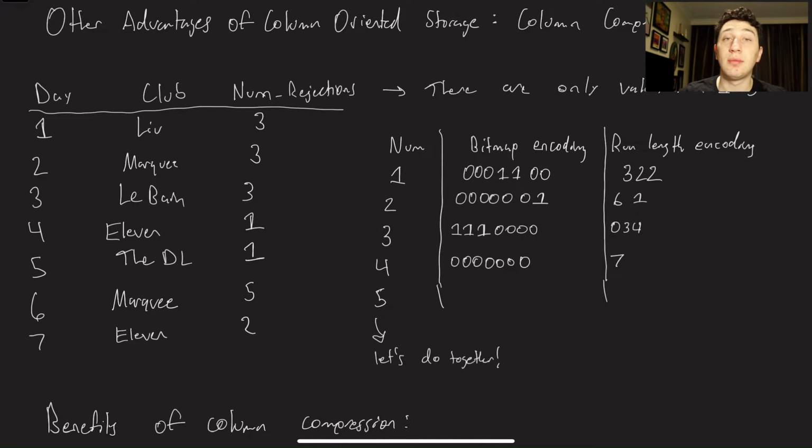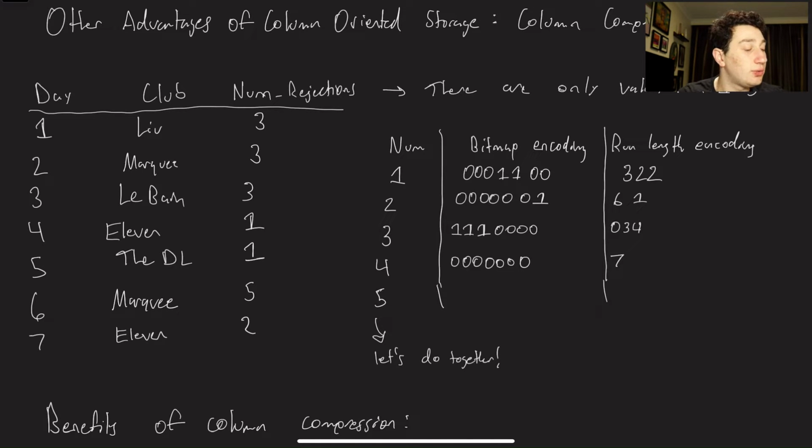So as you can see, in the num rejections column, which I want to do some analytics on, there are only going to be values from 1 to 5. Now, of course, if the values can be literally anything and there's no pattern to them, that is a different story and it's harder to perform column compression. Column compression is easiest to perform when the data within the column is very similar to one another. So let's do an example of column compression.